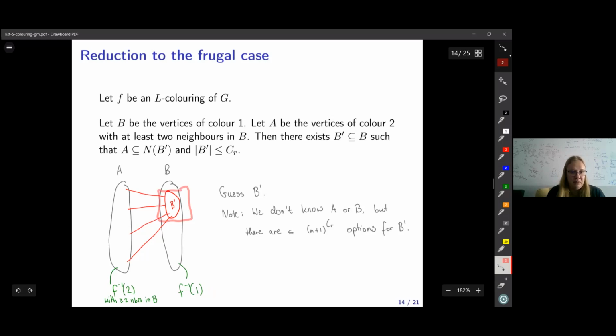So there's a polynomial number of options, which means we're going to guess B prime. We will split into a polynomial number of branches, n to the C_R, where C_R is some constant based on what R is in RP3. And we will try what if this is the set B prime. And if there is a coloring, then there is one that has the set B prime.